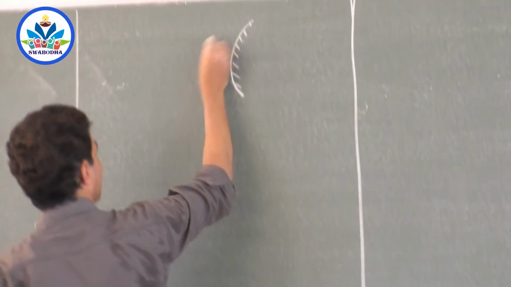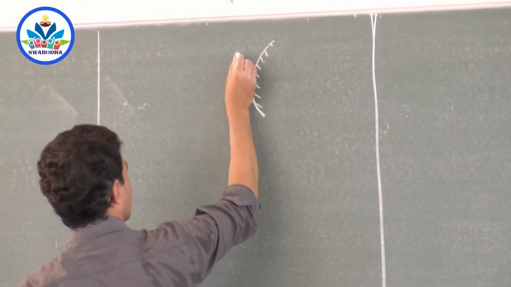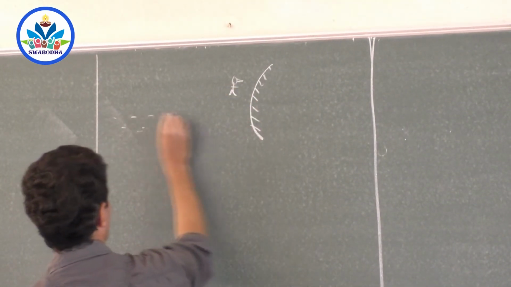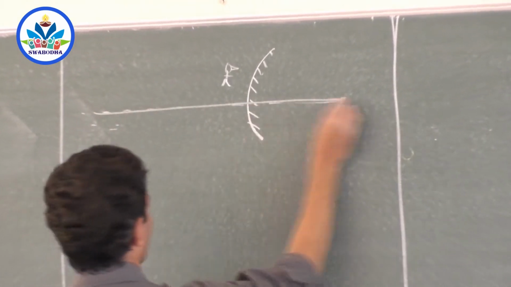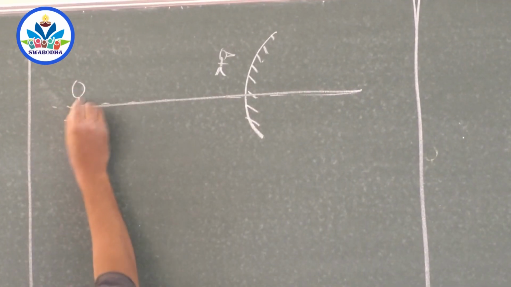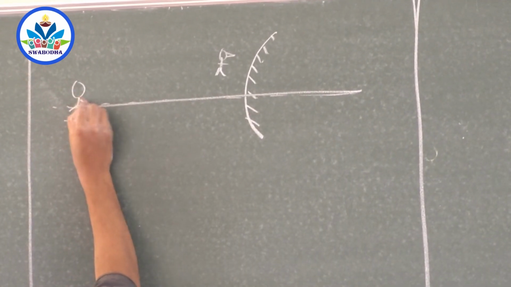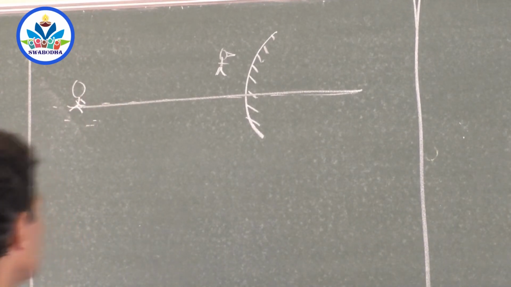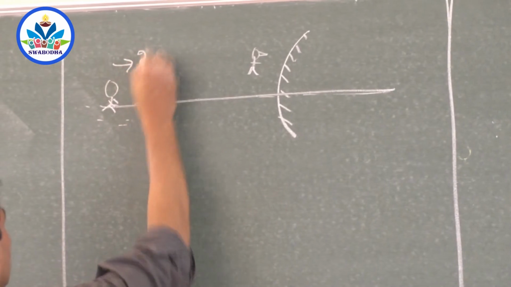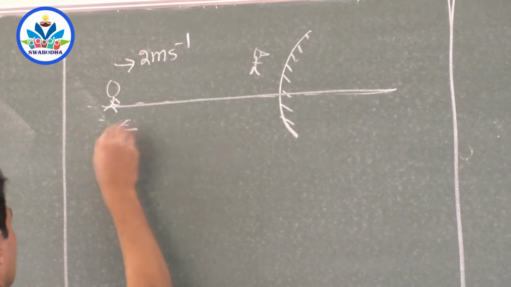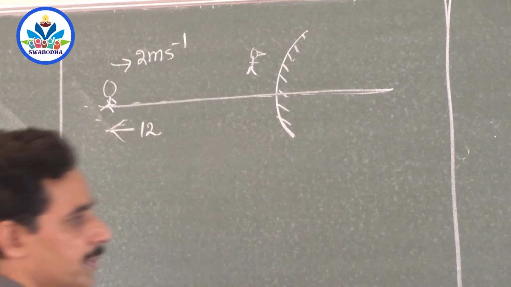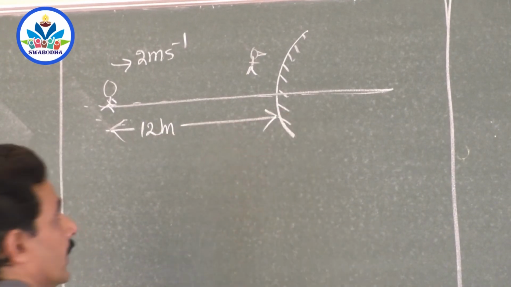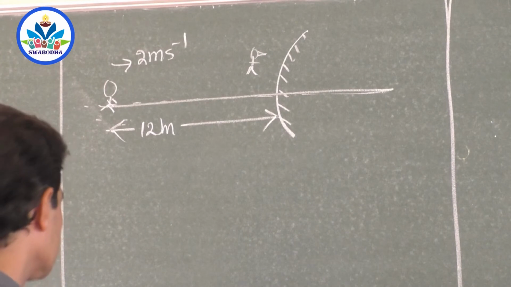So you are sitting in a car and you are observing the rear view mirror, and the person is running from somewhere here. So here is the person who is running and coming like this, and he is running at a speed of 2 meters per second towards the rear view mirror, and he is situated at a distance of 12 meters from the mirror. It is like this.